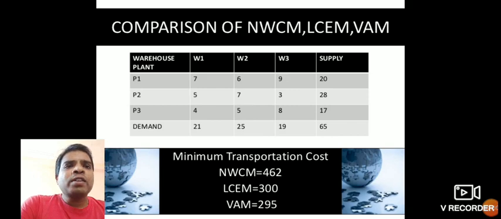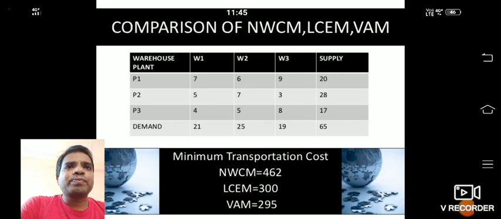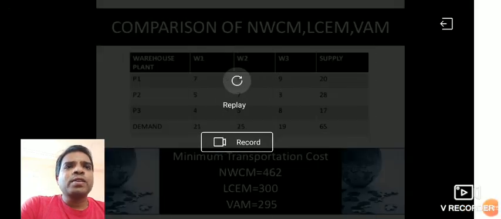Here Vogel's approximation method gives quality solutions compared to the other two methods. The solution you find from Vogel's approximation method is always nearer to the optimum solution. So this Vogel's approximation method is the preferable one compared to the other two methods. Thank you.